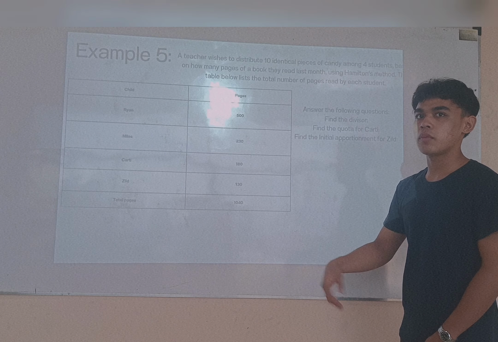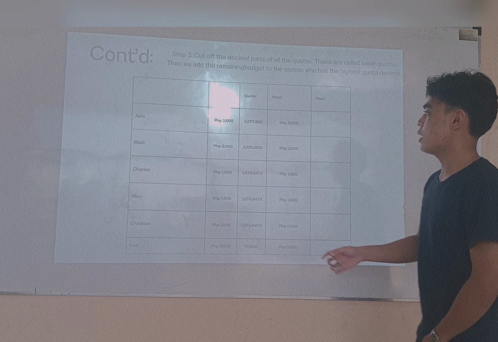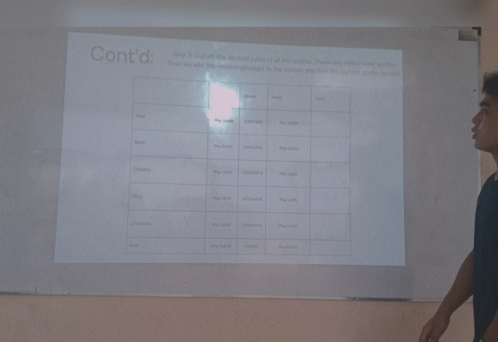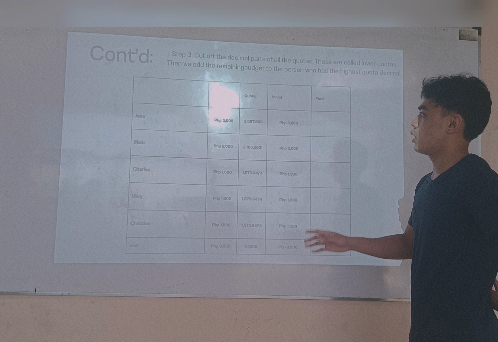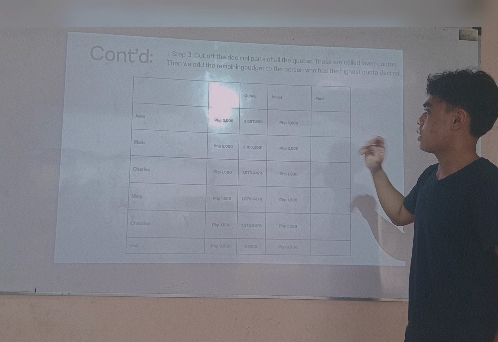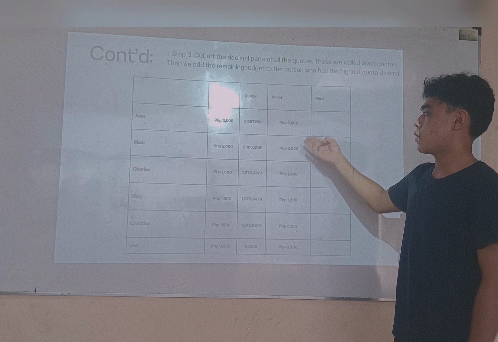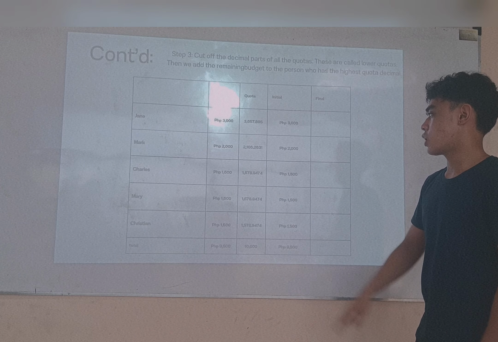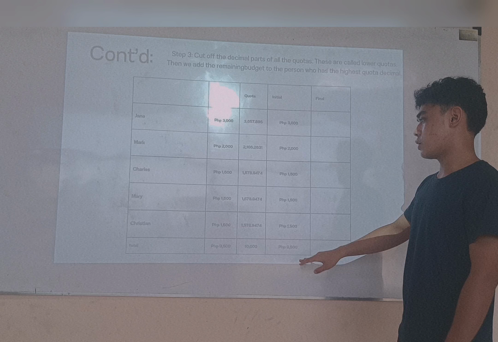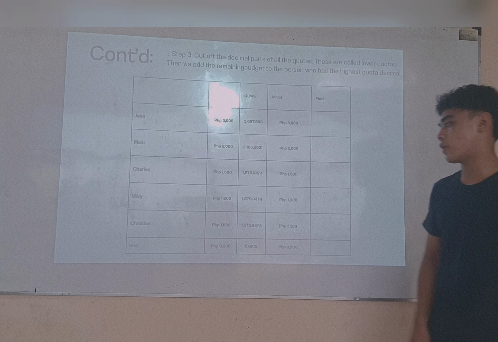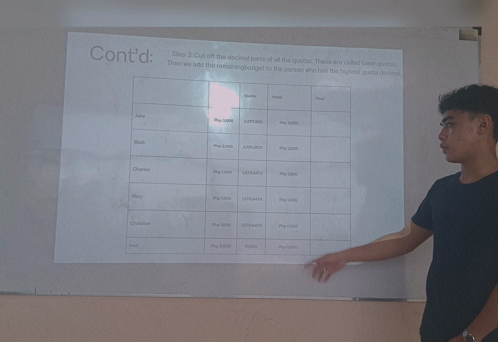So in the next step, we need to ignore the decimal value. Initially, we get 3,000. Mark will give us 2,000. Charles will give us 1,500. Mary will give us 1,500. And Christian will have 1,500. A total of 9,500.